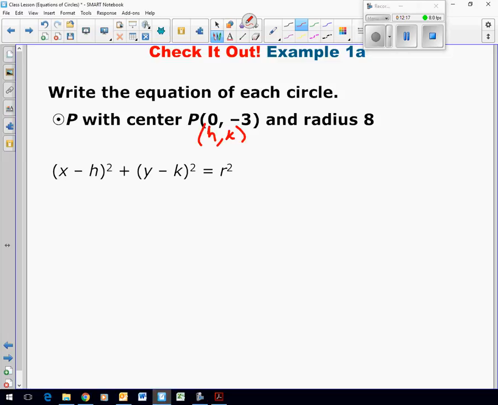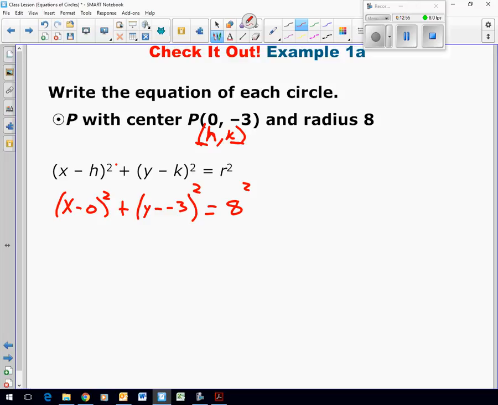And that's a little trick. It's not even a trick. It's what you got to do, okay? That's just what you got to figure out. Take the numbers associated with H and K and plug them in. X minus 0 squared plus y minus... Yeah, good. Y minus negative 3 will change that in our final answer. Equals radius is 8 squared. Correct? 8 squared.